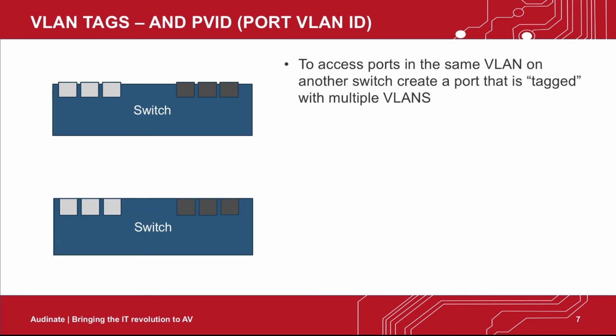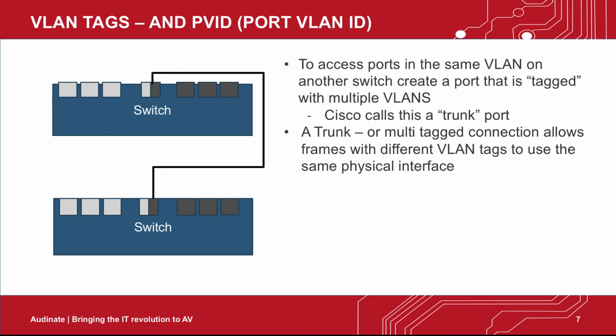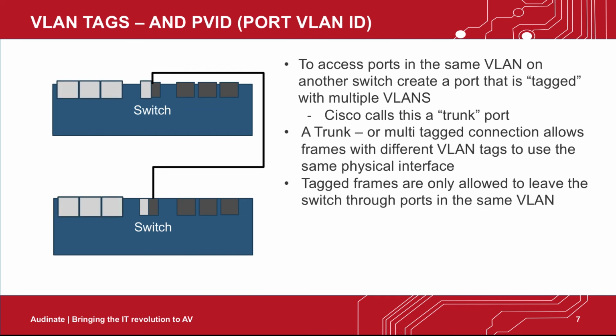What if we want to access ports in the same VLAN on another switch? We can create a port that's tagged with multiple VLANs. Cisco calls this a trunk, or multi-tagged connection that allows frames with different VLAN tags to use the same physical interface. Frames tagged with this VLAN are only able to leave the switch through these ports. Likewise, frames tagged with the other VLAN are only able to leave via these ports. Tagged ports do not remove the 802.1Q tag, so traffic with different tags can be carried on the same physical connection.